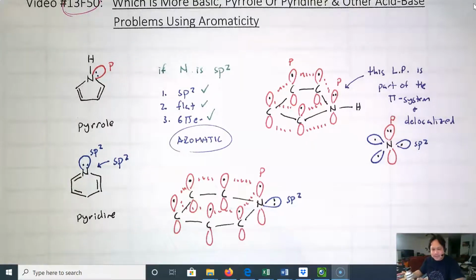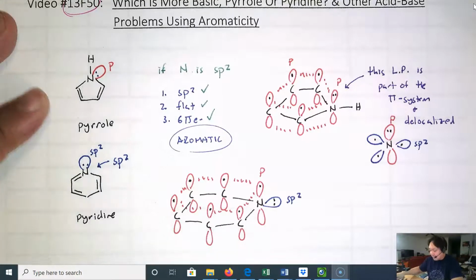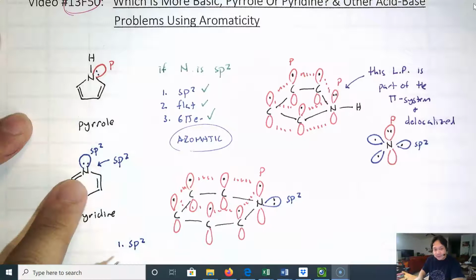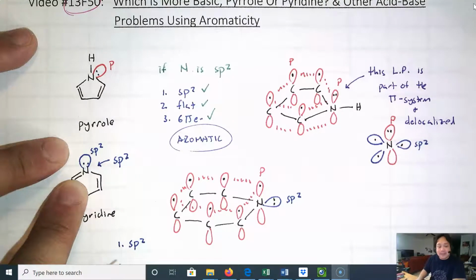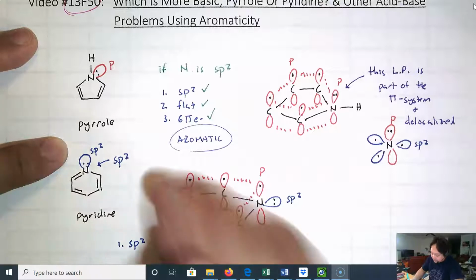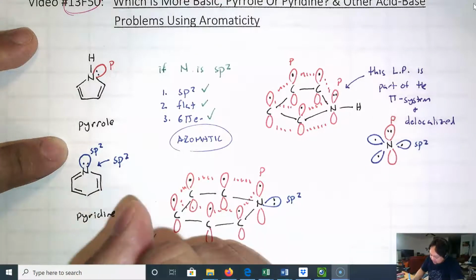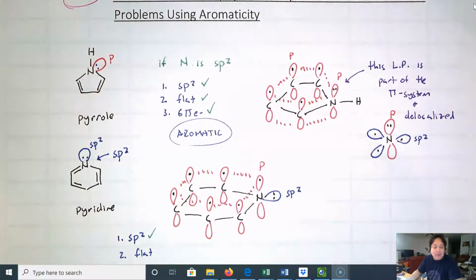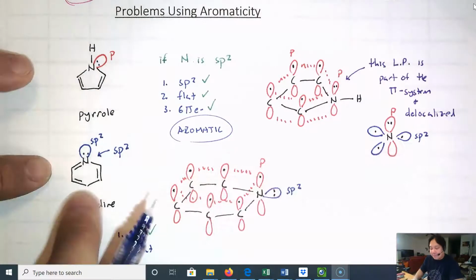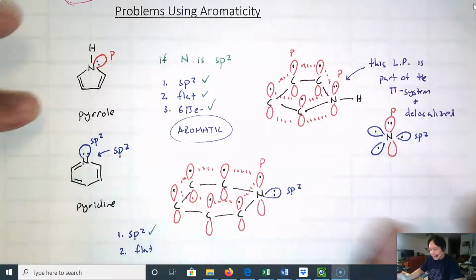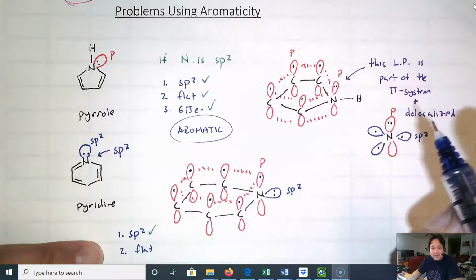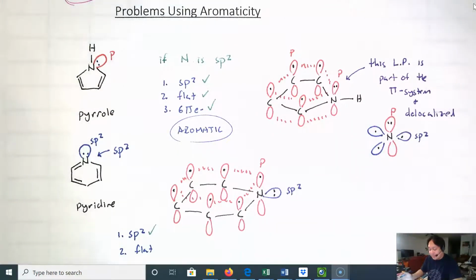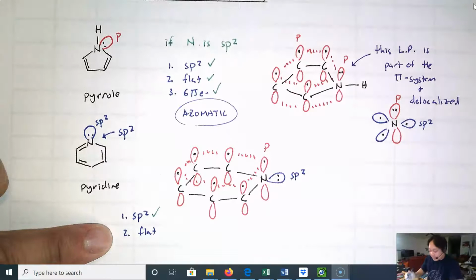But is this molecule aromatic? I think that's what we want to answer first. Number 1, all the atoms, including that nitrogen, because it only has 3 areas of electron density, has to be sp2. Check. Number 2, flat. Is it flat? Well, if we want it to be aromatic, we're going to make it flat. And it can be flat. There's no steric hindrance. The only reason why I wouldn't want it flat is if it becomes anti-aromatic. Okay, but we haven't checked yet. We only are up to rule number 2.